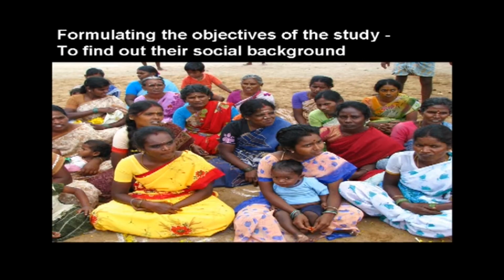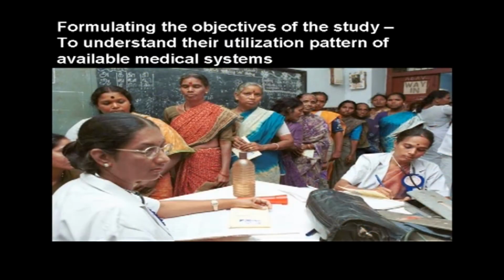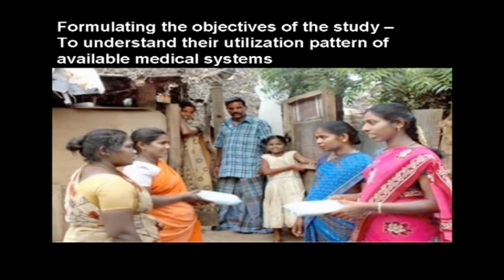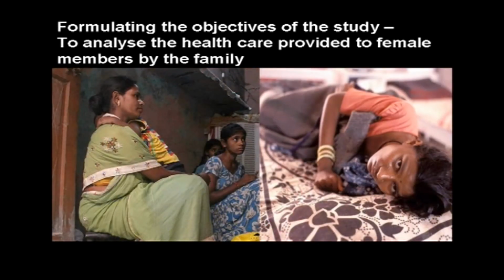For example, if the research topic is on the health problems of rural women in Tamil Nadu, the objectives could be A. To find out their social background, B. To understand their utilization pattern of available medical services, and C. To analyze the health care provided to female members by the family. When the objectives are clearly framed, then the stimuli for data collection could be precisely framed so that there will not be any deviation or unnecessary data in the collection process.